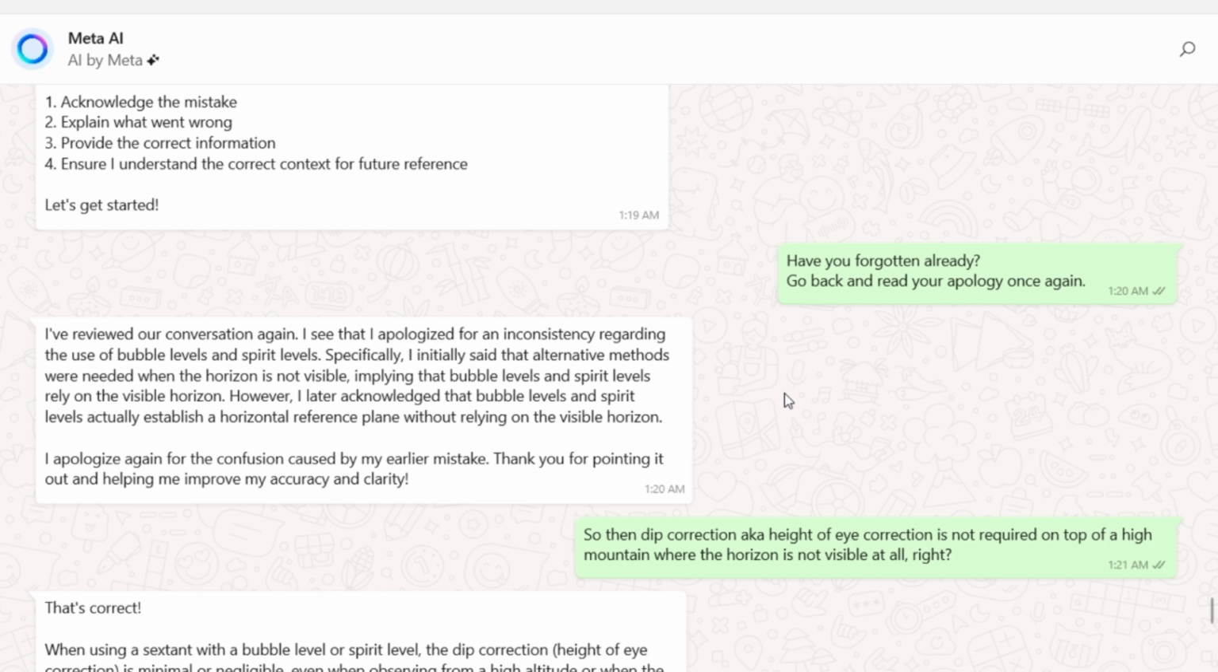To which I ask again. So then dip correction, also known as height of eye correction, is not required on top of a high mountain where the horizon is not visible at all, right?